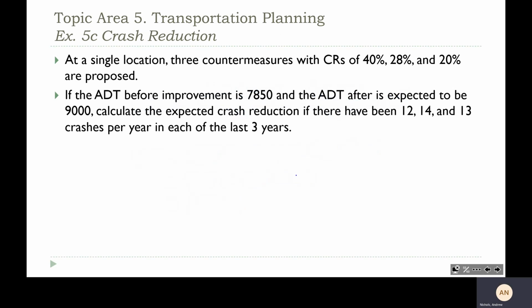All right, so the last one for the crashes, we had a single location, 3 countermeasures with crash reduction factors of 40%, 28%, 20% are proposed. If the ADT before improvement is 7,850, ADT after is expected to be 9,000. Calculate the expected crash reduction if there have been 12, 14, and 13 crashes per year in each of the last 3 years.